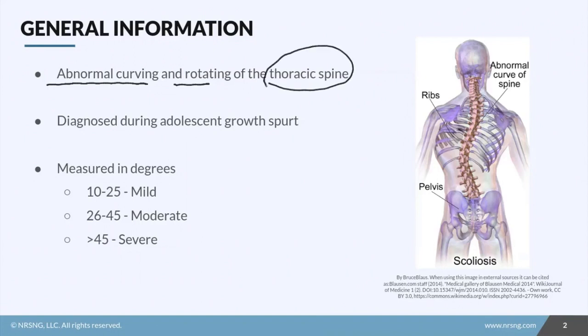So just as a refresher, at the top you have your cervical spine. Here you have your thoracic spine, which is what we're talking about for scoliosis. And then at the bottom you have your lumbar spine.